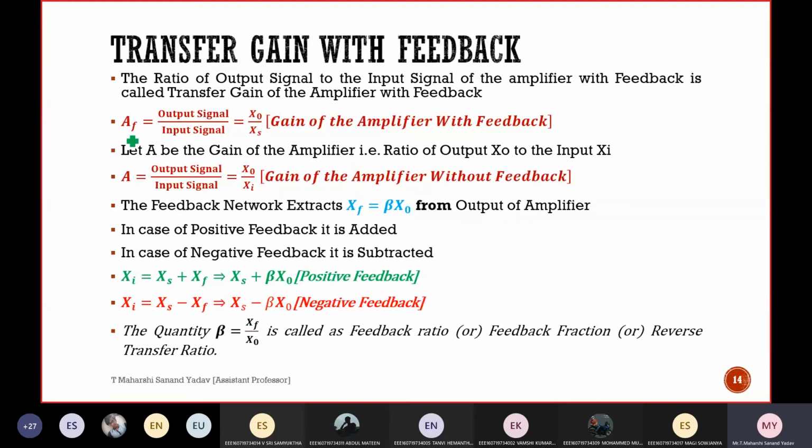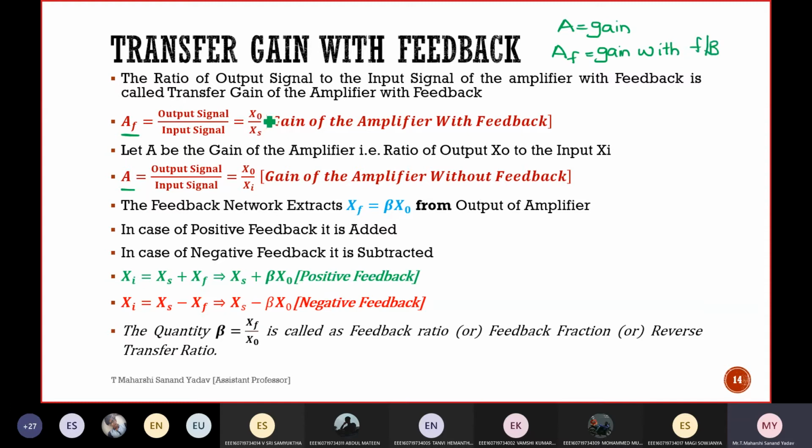So here you observe AF. What is the difference between this AF and only A? Correct. AF is nothing but... what is A? A stands for gain. Suppose if it is AF, it is feedback gain. It's nothing but gain with feedback.